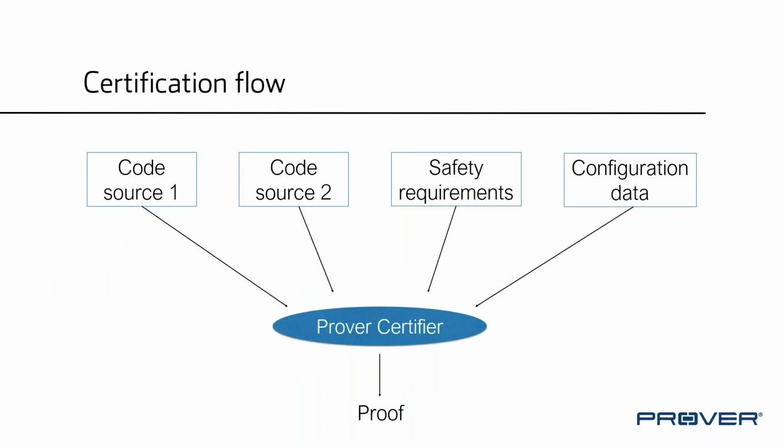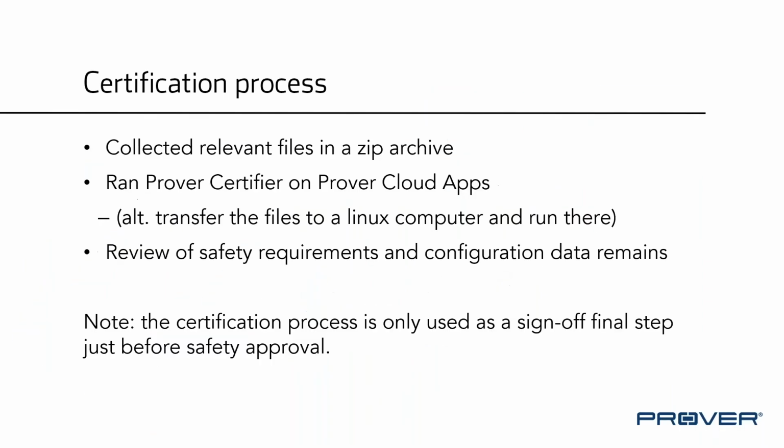So let me summarize here what we did. We collected some relevant files. We ran Prove Certify on the Prove Cloud apps. And if you don't want to use the Cloud apps, you can transfer the files to a Linux computer and run them in Linux. What we have not done today is we haven't reviewed the safety requirements and the configuration data, but that's the normal kind of review that you have probably already in your processes.